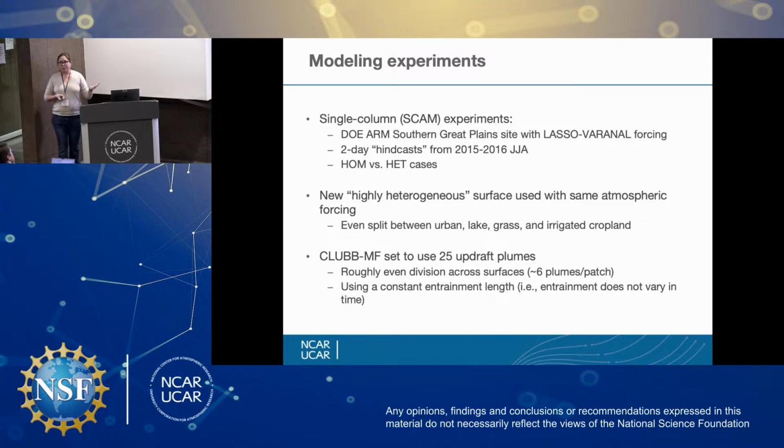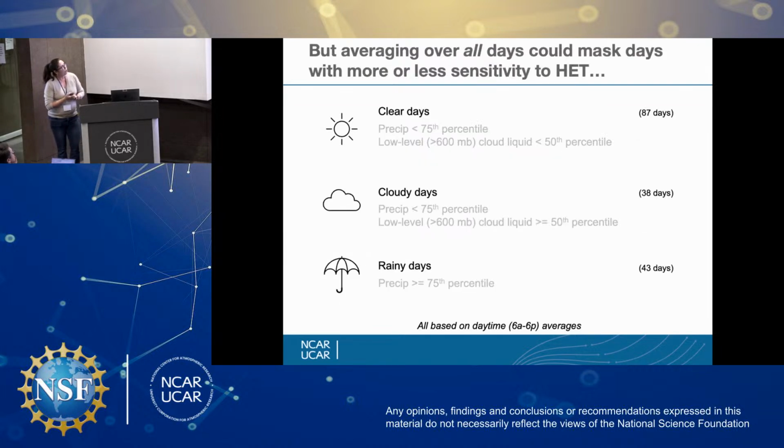If you want to talk about the CLUB MF details, I'm totally happy to. Ultimately, the important points to know are we have 25 updraft plumes. We're going to spread those evenly across the surfaces, so about 6 plumes initialized over each of the patches. And we're using constant entrainment length. You probably don't need to worry about that, but if you are curious, we can talk about that too. What I also want to note is that averaging over 2 years' worth of summer is probably masking some days that are more sensitive to the addition of heterogeneity than others. So what we're doing is a first pass to understand some of the sensitivities.